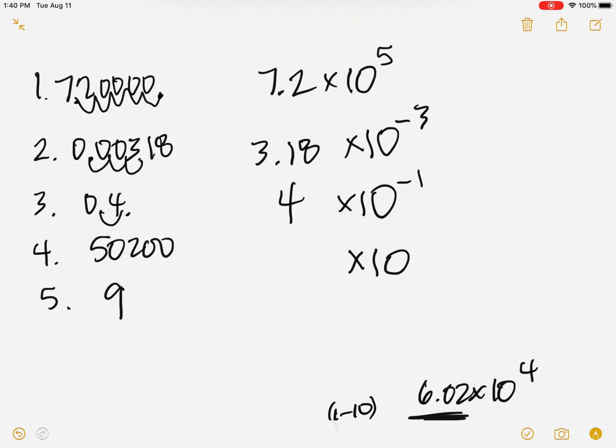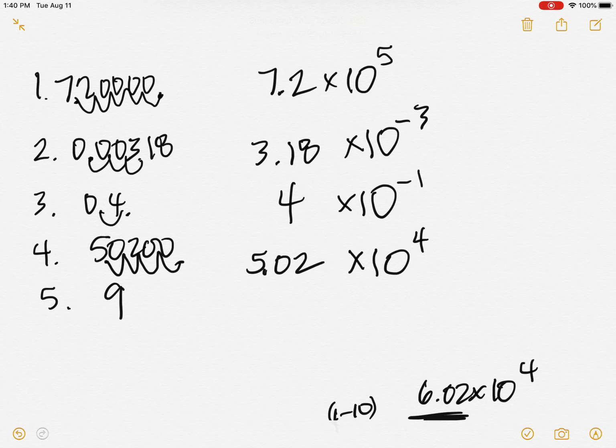if you think about that number, 50,000, right? That number is a large number. It's going to be a positive exponent. Where am I going to put that decimal point so that it makes it between 1 and 10? And that would be between the 5 and the 0, giving you 5.02. The decimal point was here originally. And so all I need to do is count my jumps. 1, 2, 3, and 4. 5.02 times 10 to the 4th power.